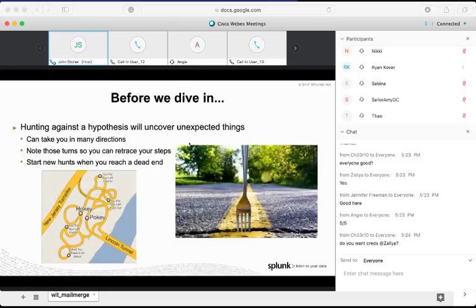Before we dive in, hunting against the hypothesis is going to uncover unexpected things. When you hunt, you can find something that may start wanting to take you in a different direction. You may get distracted. You may want to go in a different way. Be careful about those kinds of things. Make sure you take notes.